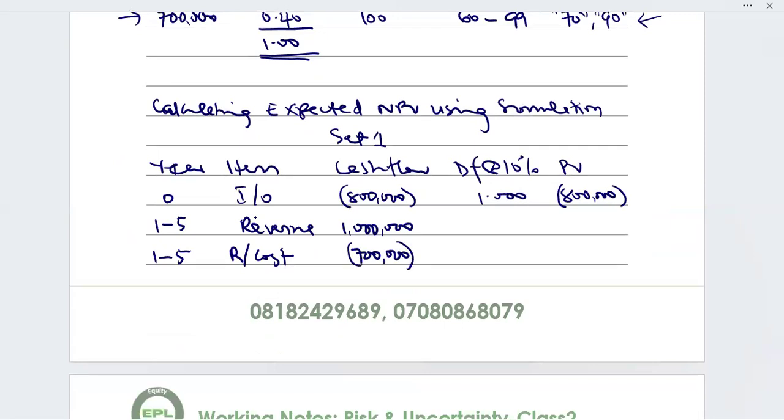So I need to calculate annuity factor of year 1 to 5 at 10%. So 3.791. So this will give us 3,791,000. Then what about the running costs?